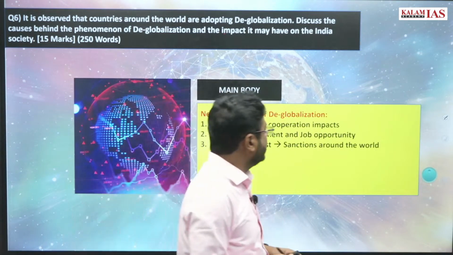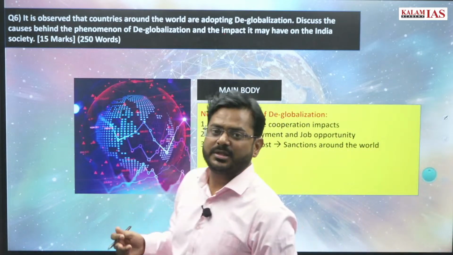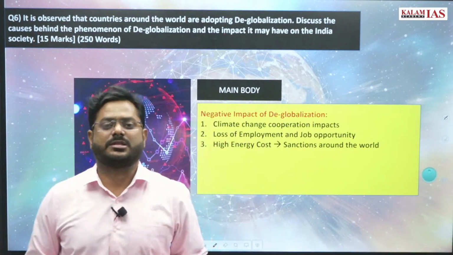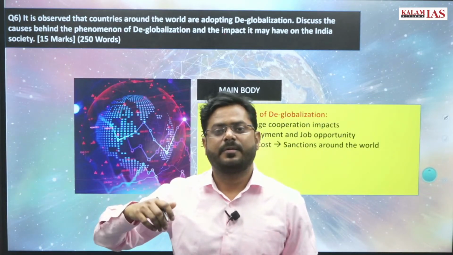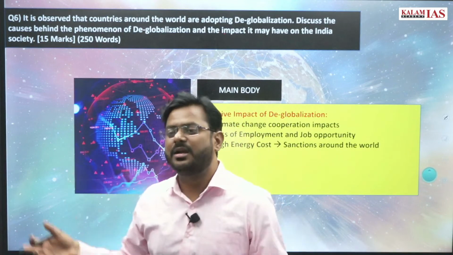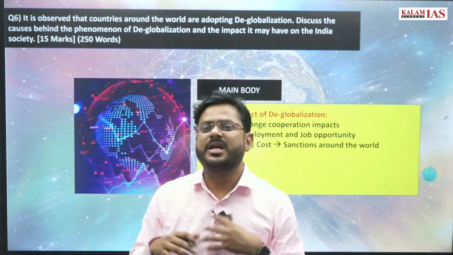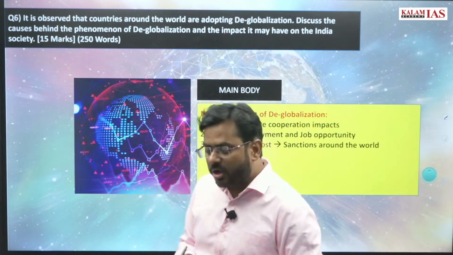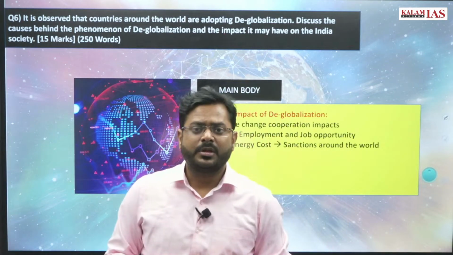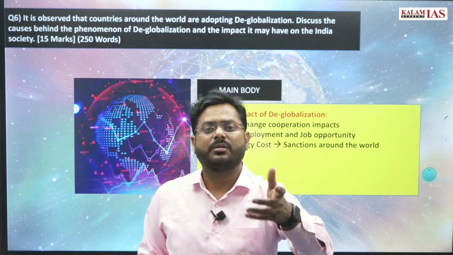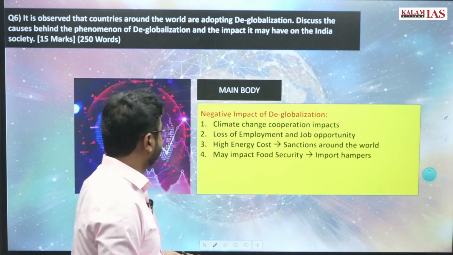High energy costs may be there, because what happens when deglobalization happens is there may be lots of sanctions. USA sanctioning Russia, Russia sanctioning the USA, right? Similarly, there are several kinds of USA sanctions on China. So such sanctioning happens, right? And because of all these sanctions, for example, the USA sanctioned Iran, so we could not import oil from Iran, right? So an energy security problem occurs.